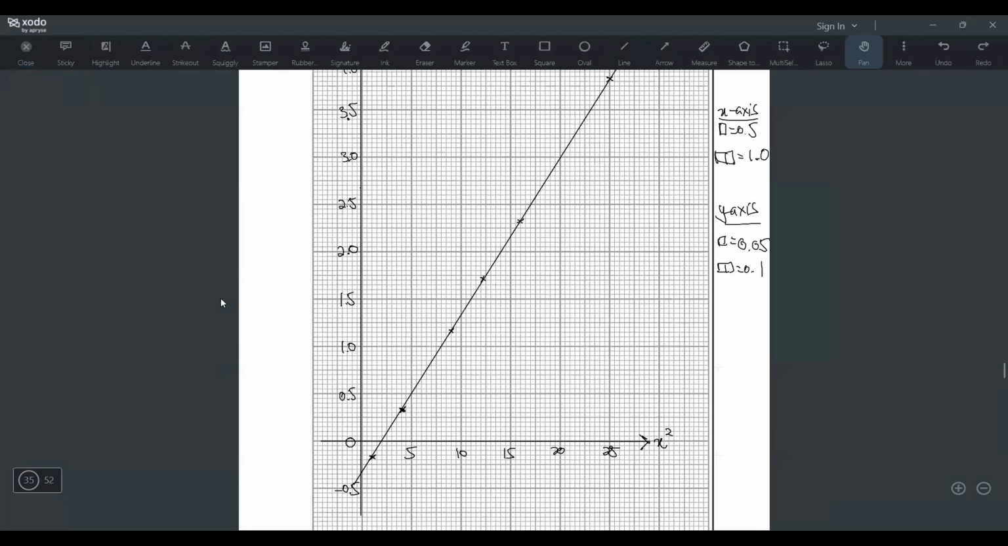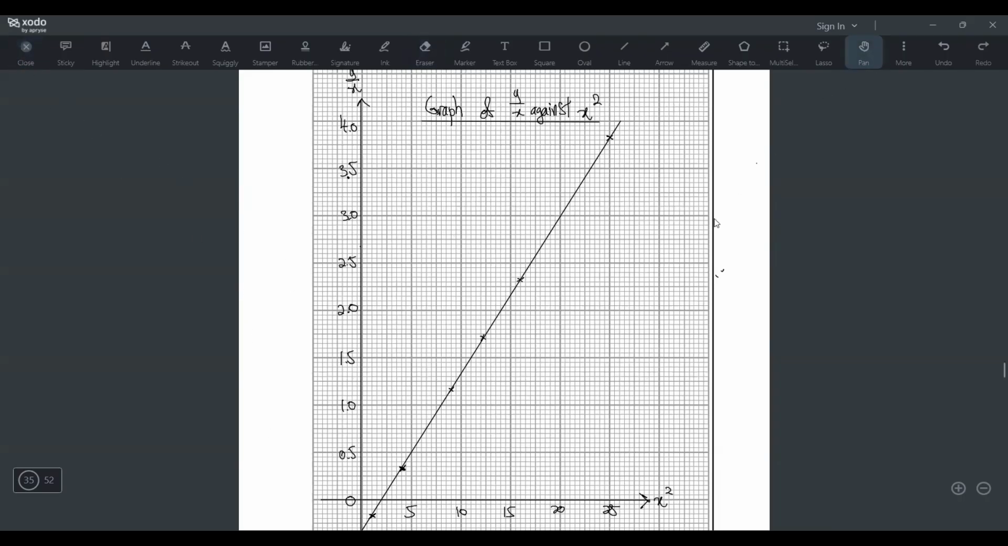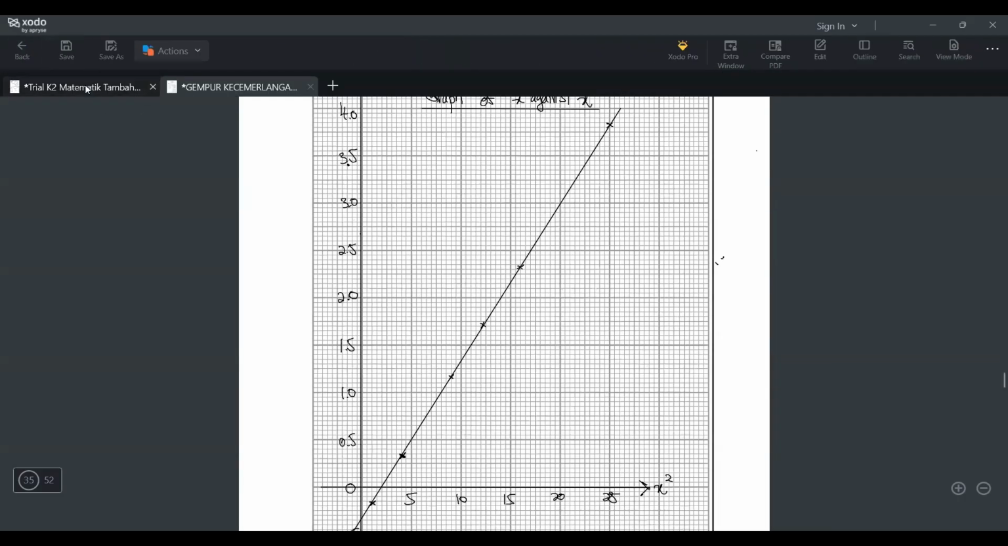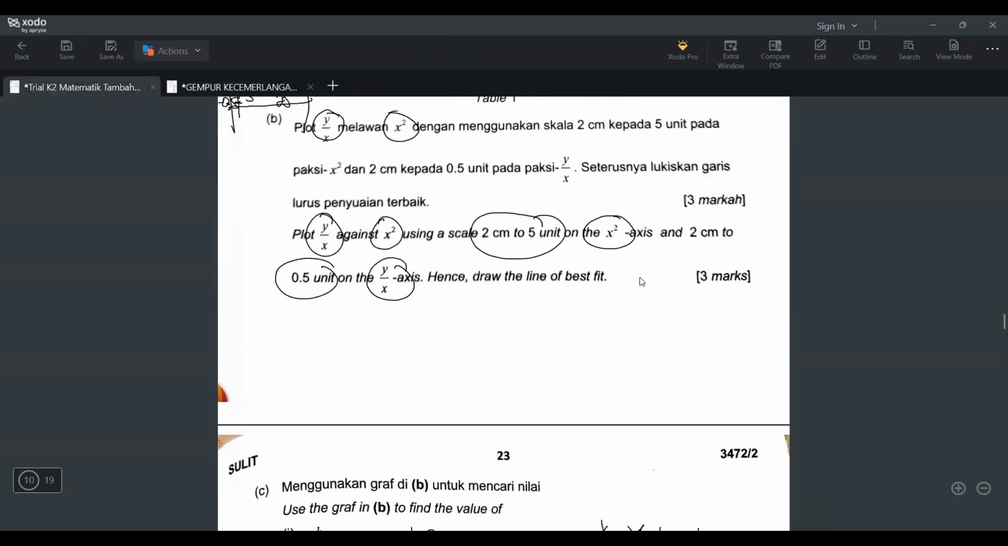Okay, so this is my graph. Of course, this one you don't have to show them. The one I write beside here, no need to show them. I'll just erase this. Okay, so done already. And make sure you draw until y-axis. Okay, because later you need to find the y-intercept. Okay, now we can proceed. Now we can continue. So draw the line of best fit, 3 marks.